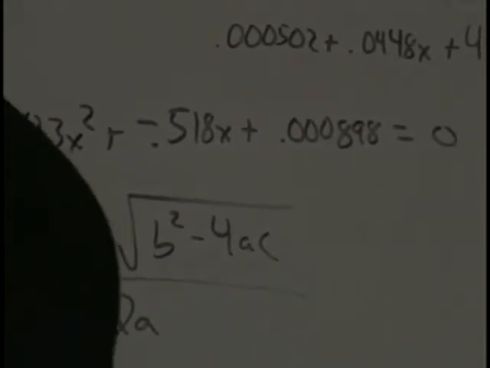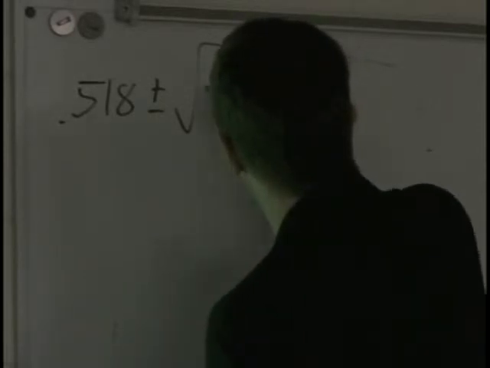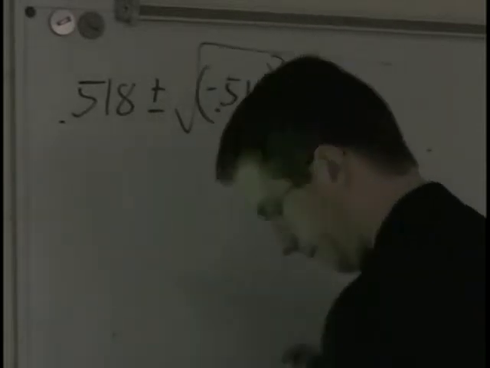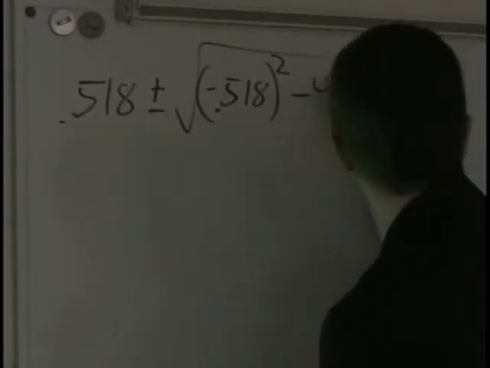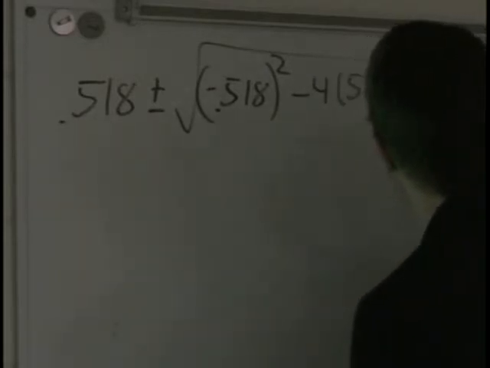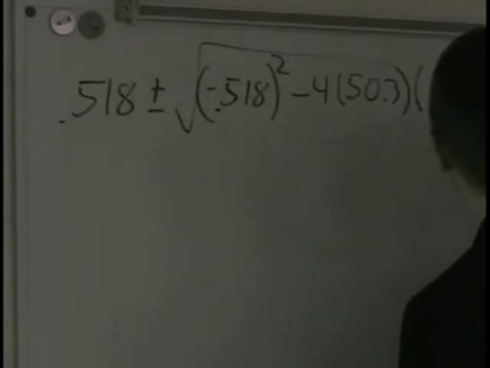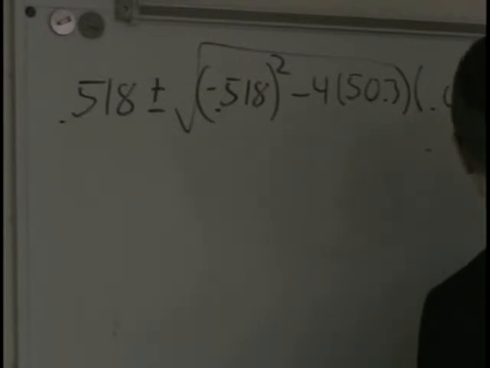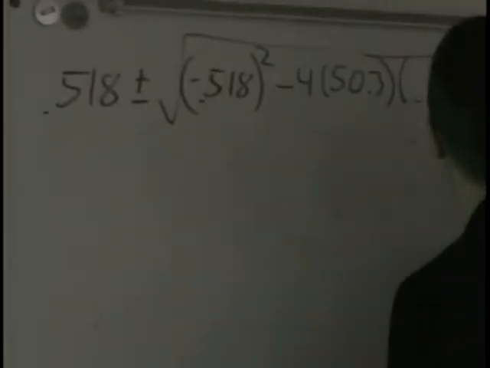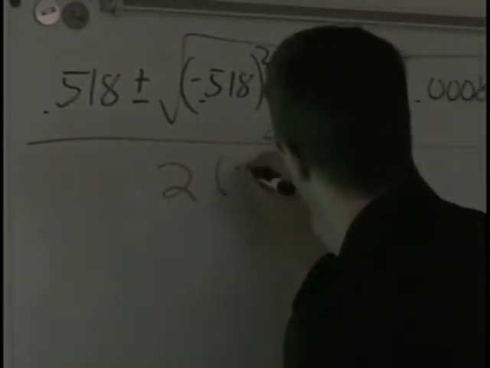So our next step is to plug into that. Negative b would now be 0.518 plus or minus the square root of 0.518 squared minus 4 times a, which is 50.3, times c, which is 0.000898, and I'm going to divide all of that by 2 times 50.3.